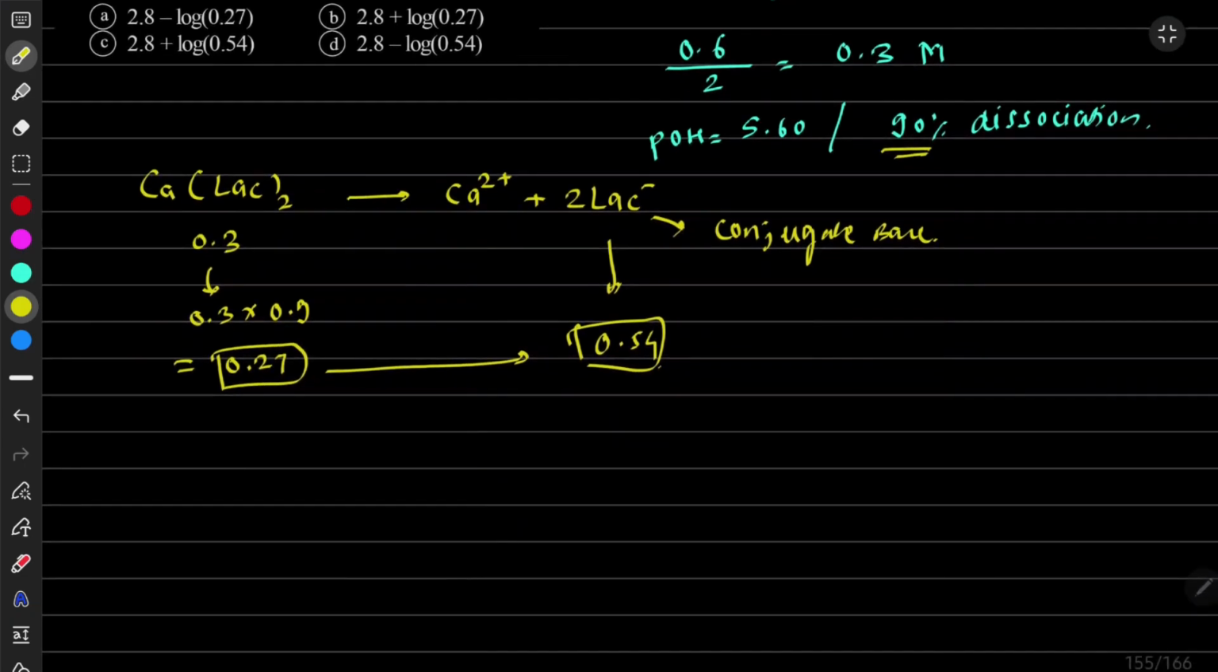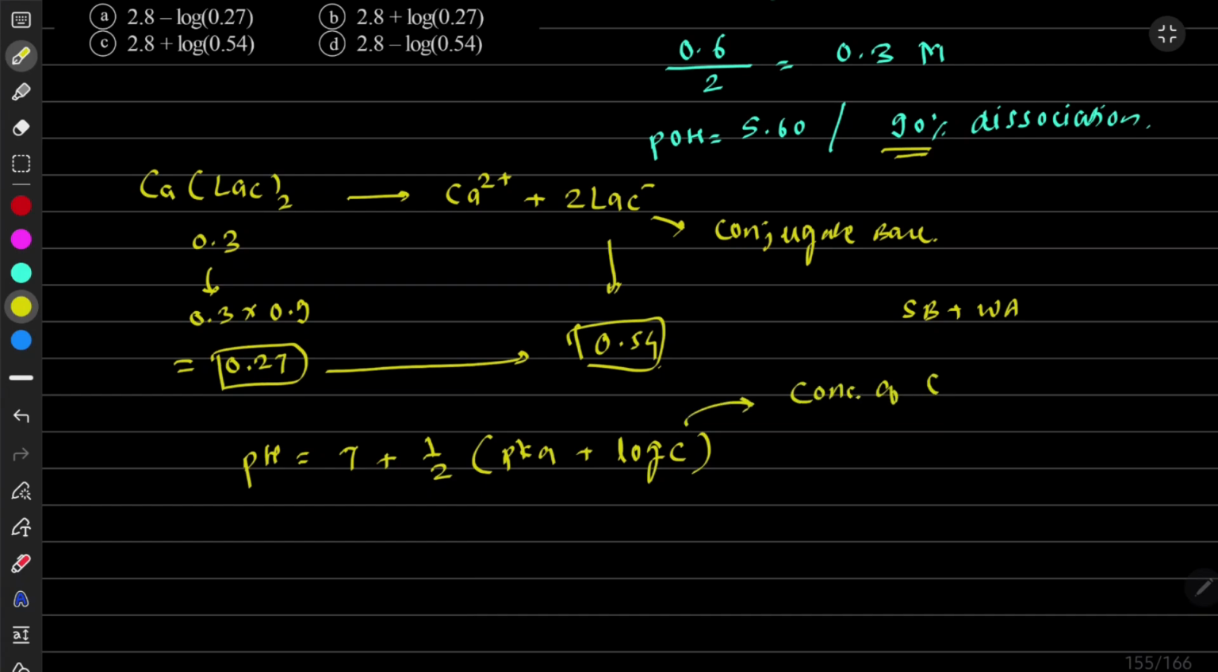And for this solution, we'll have the pH equation for a salt of a strong base and weak acid. So pH is represented by 7 plus half of pKa plus log C, where C is the concentration of the conjugate base over here, not the salt.